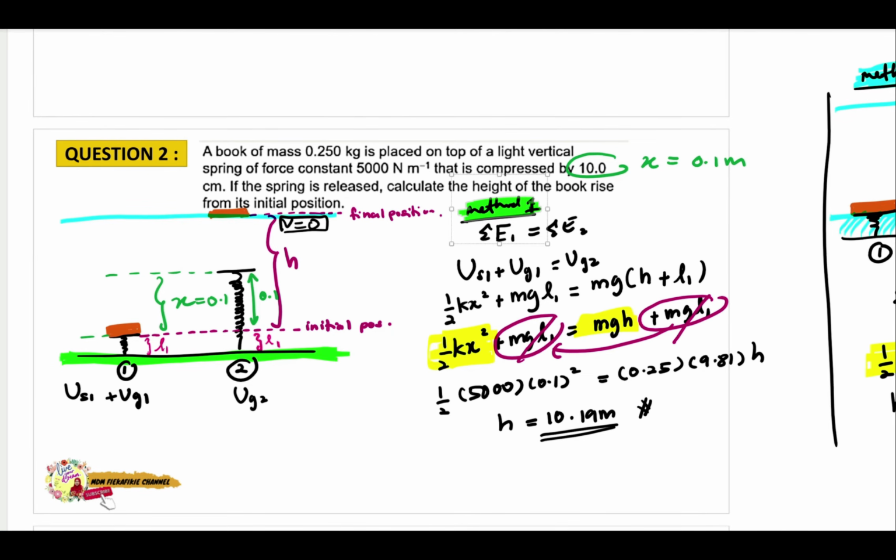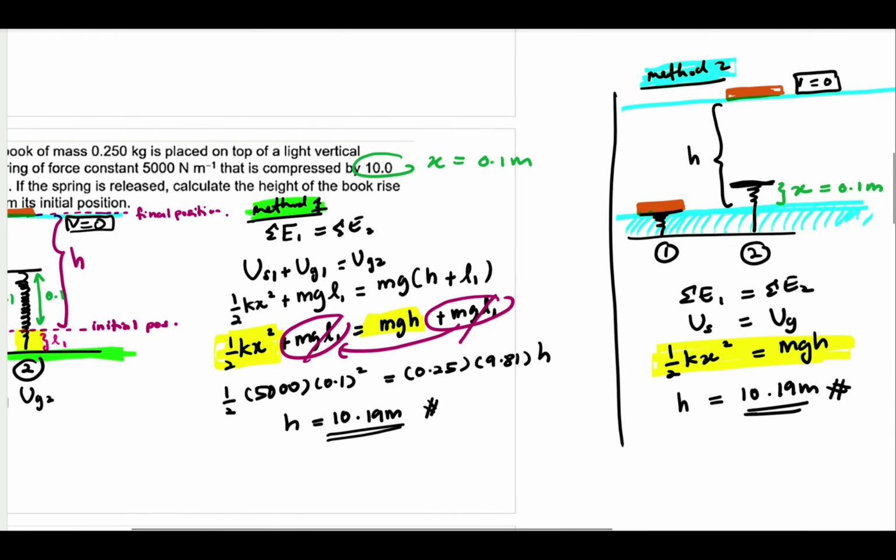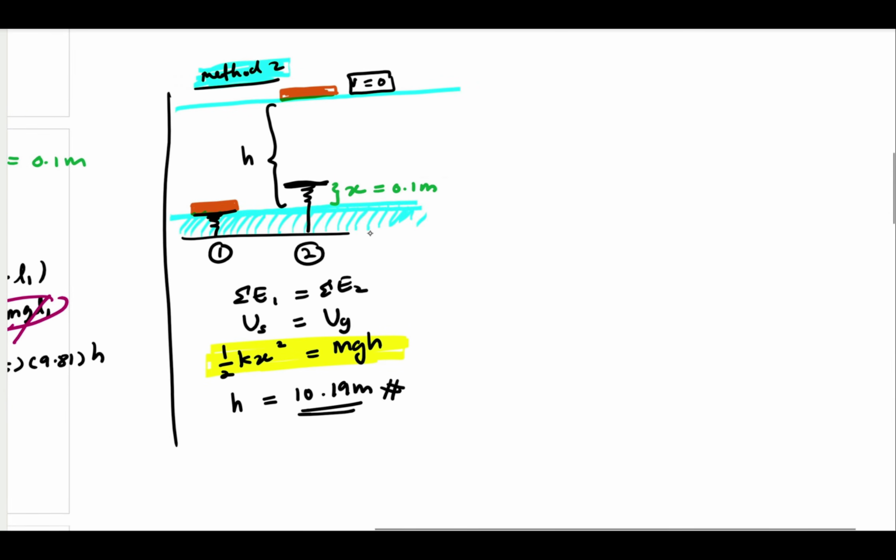Exactly, this is our ground. But you must consider the small height here. Yang colour kuning ini, L1. You must consider L1. Kalau yang kat sini, kita dah buang terus L1 kita. Okay, look at here. Kita buang bawah ni terus, L1 kita tadi. Yang kita tak tahu ni, kita tak tahu berapa L1. Okay, sebab kita dah consider, this is our reference point.